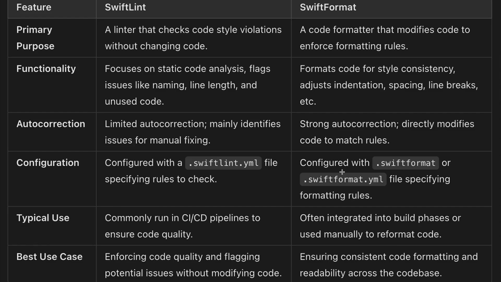Simply put, SwiftLint enforces coding quality and flags potential issues without modifying the code, whereas SwiftFormat ensures the consistency of code format and readability across the code base.